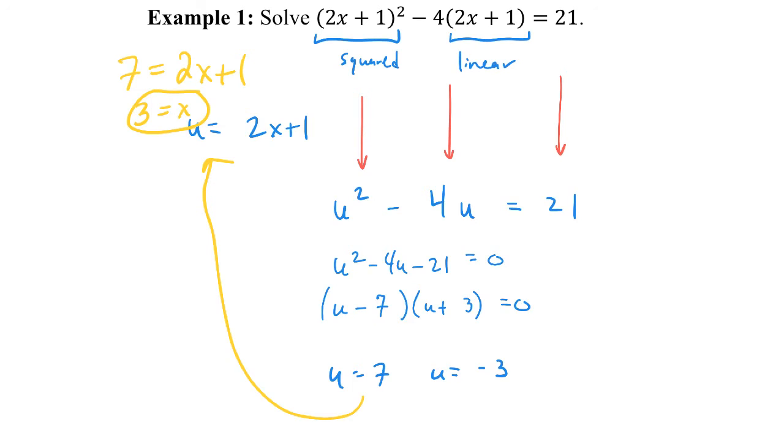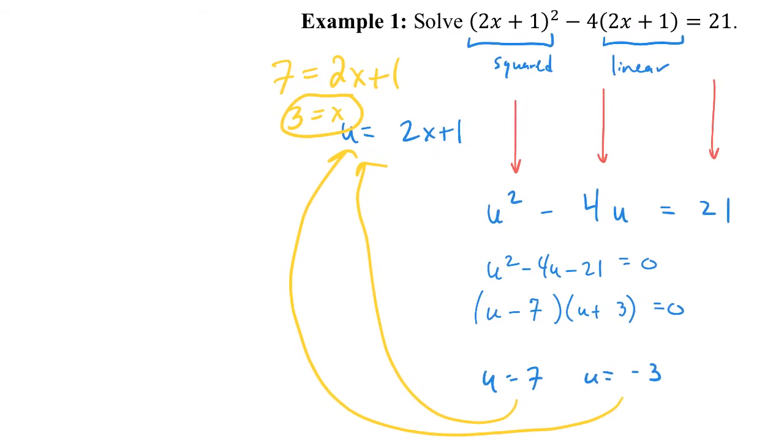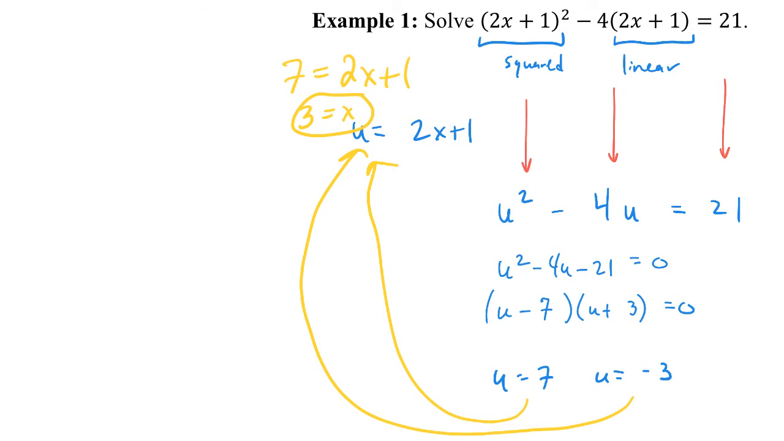But then I need to take this value over here and plug it in. And when I plug in the second case, instead of 7 equals 2x plus 1, I now have negative 3 equals 2x plus 1. So if I move the 1 over, it becomes negative 4. This becomes x equals negative 2. So my two answers for x are negative 2 and positive 3.